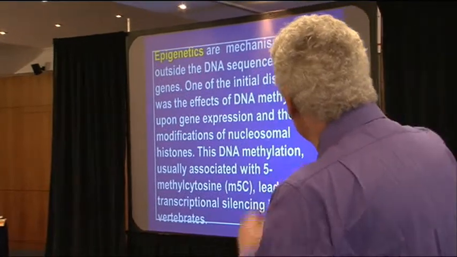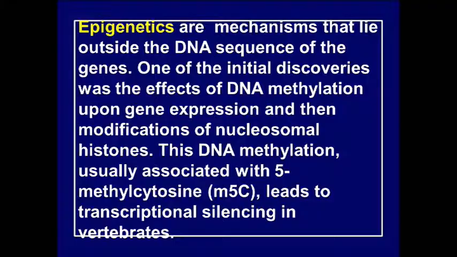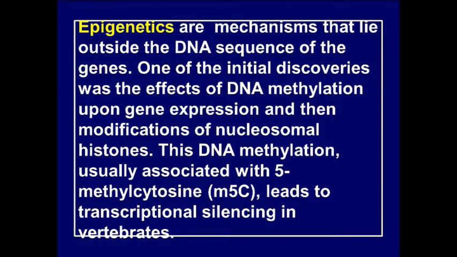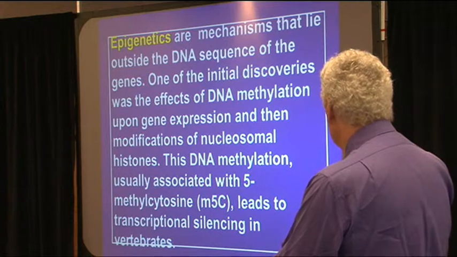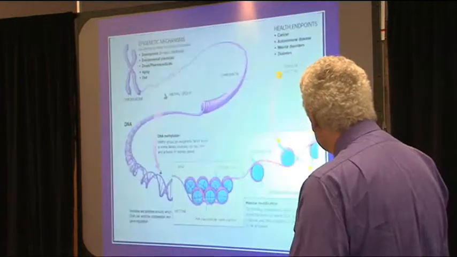So epigenetics are mechanisms that lie outside of the DNA sequence of the genes. One of the initial discoveries was the effect of DNA methylation upon gene expression. So this is keeping the caps on the gene. This methylation, DNA methylation, usually is associated with the methylcytosine part, which leads to silencing of the transcription in vertebrates.